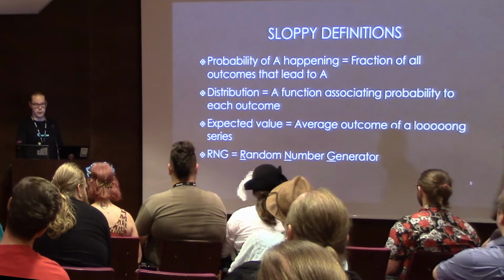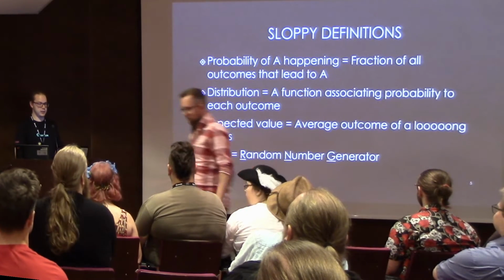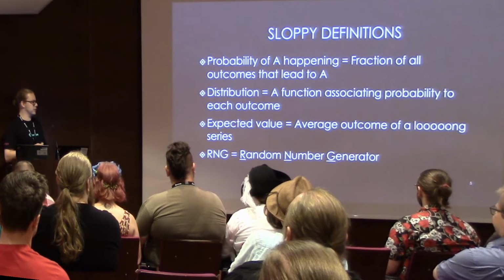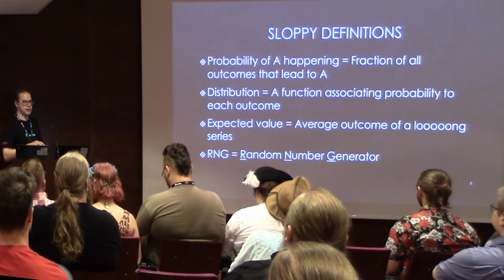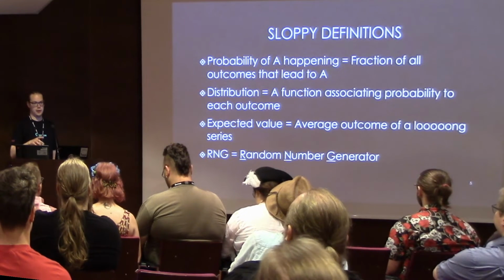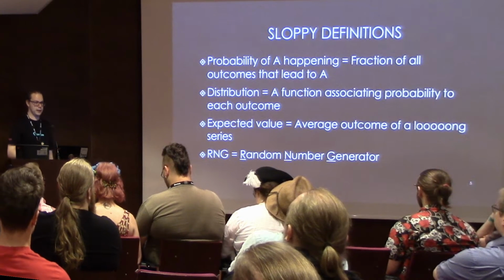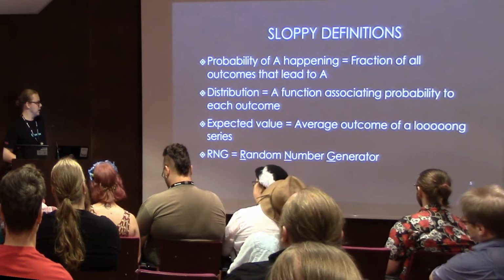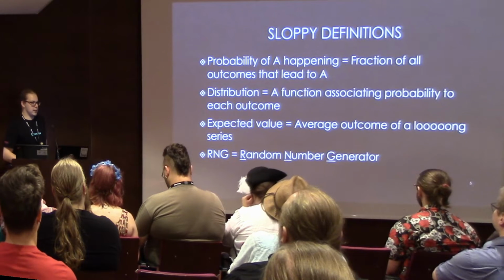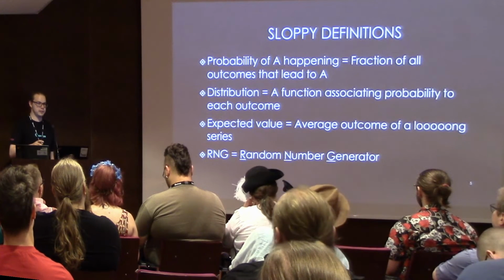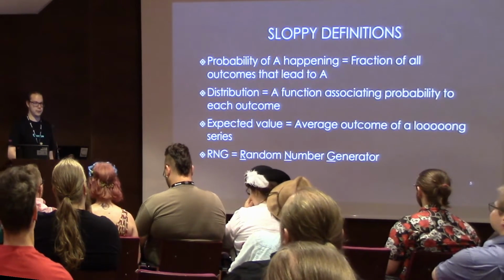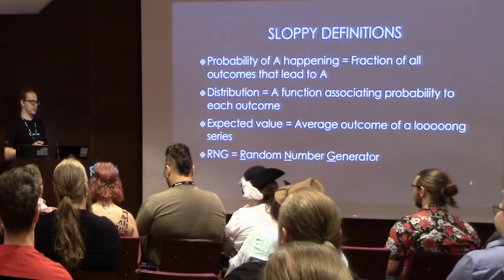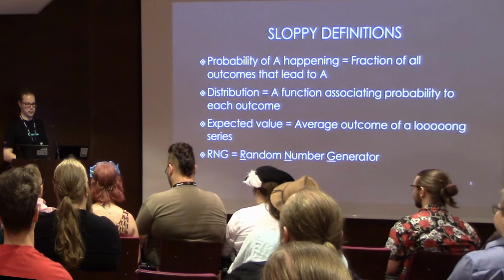Secondly, I do use the word distribution a lot. In this context, I'm just going to say that a distribution is simply a function that associates a probability with every possible outcome. Then the expected value, in this case, is just the average of a long series. And then there is this abbreviation called RNG, which of course comes from the words random number generator. Which makes sense, because that is exactly what we use dice for. We use them to generate random numbers.